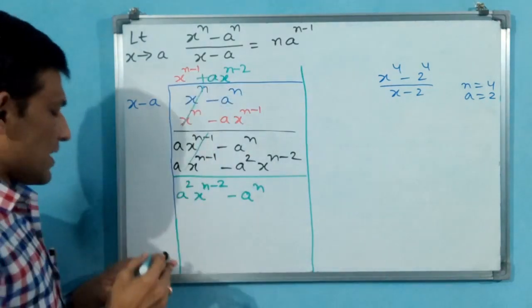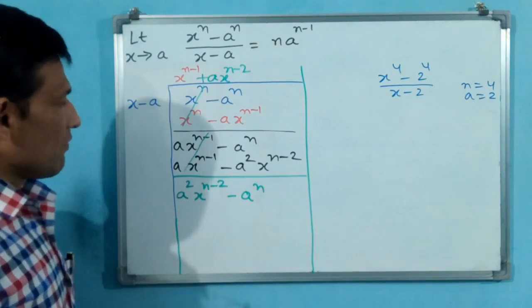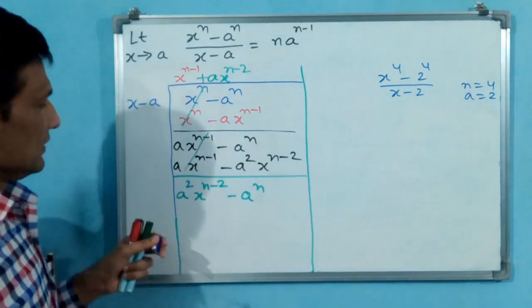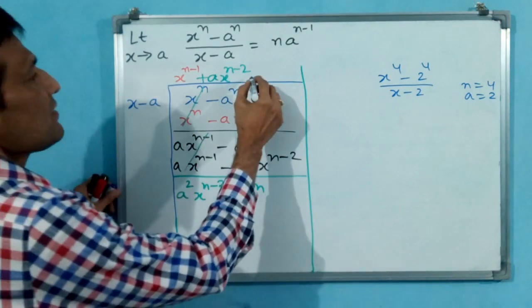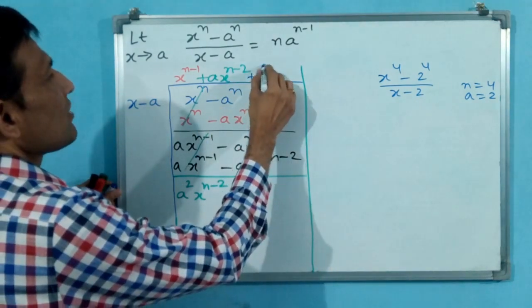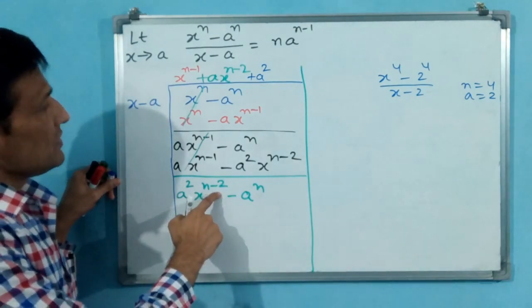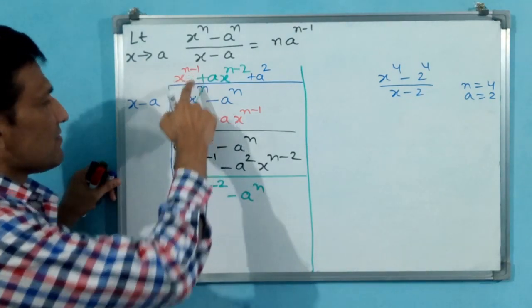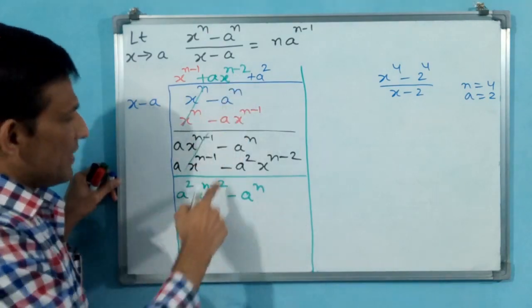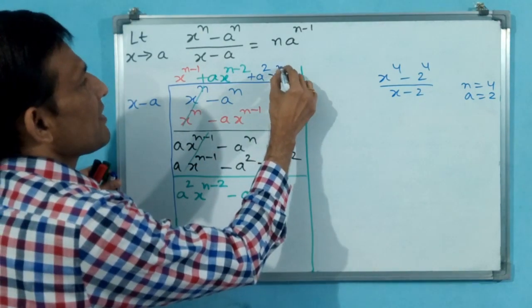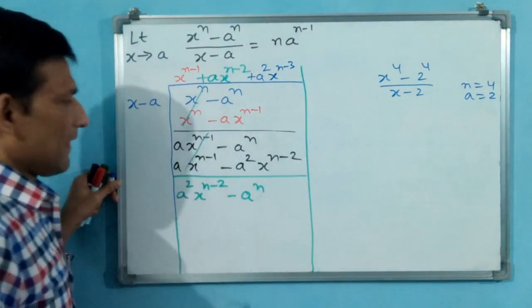Now what is to be written at the top? Now a square is there. That means what you have to write is again plus a square x to the power of n minus 2. See, when n was there, n minus 1 came; when n minus 1 was there, n minus 2; when n minus 2 was there, n minus 3. x power n minus 3.